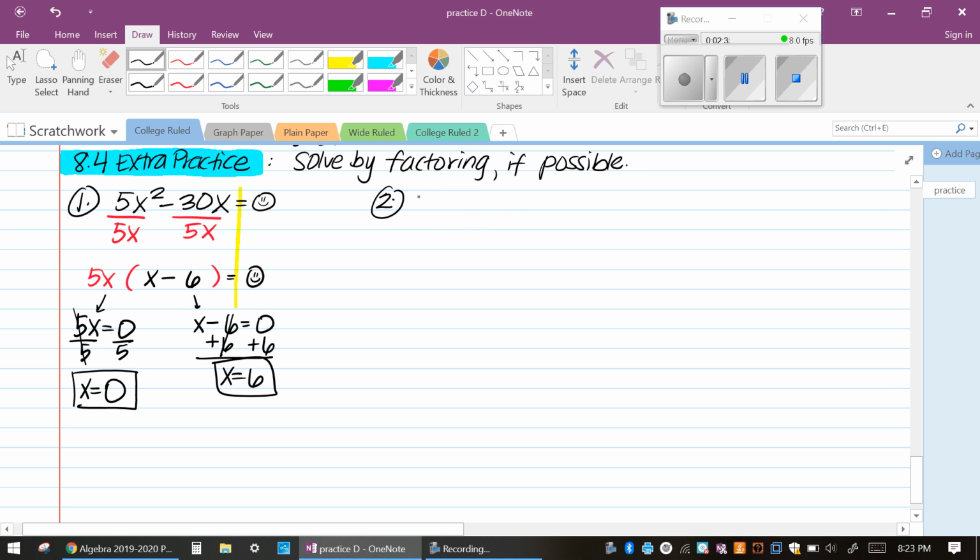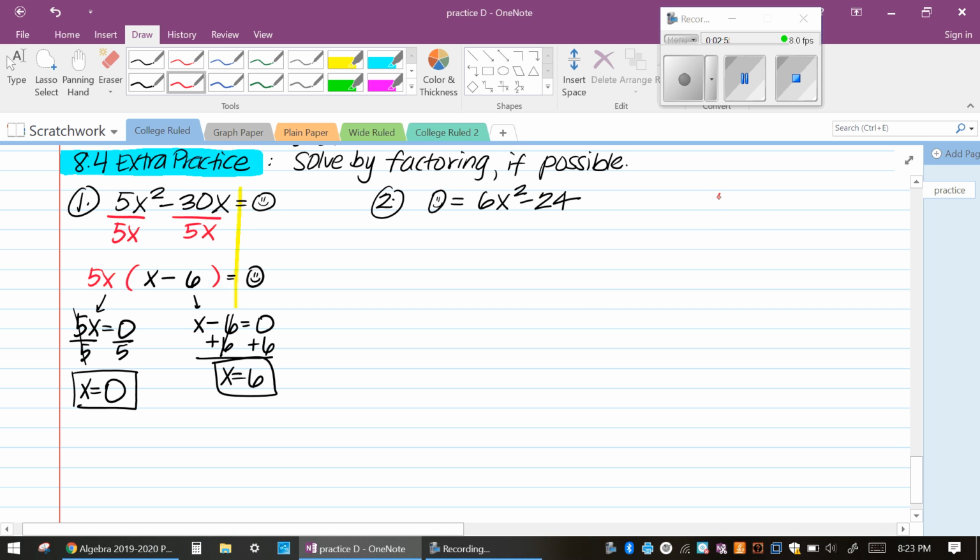Number 2 is also a binomial. Notice that the 0 is on the left side this time. That doesn't matter. 0 can be either on the left side or the right side, but before you can solve by factoring, you need to make sure there's a 0 on one side of the equal sign. Always check for GCF.